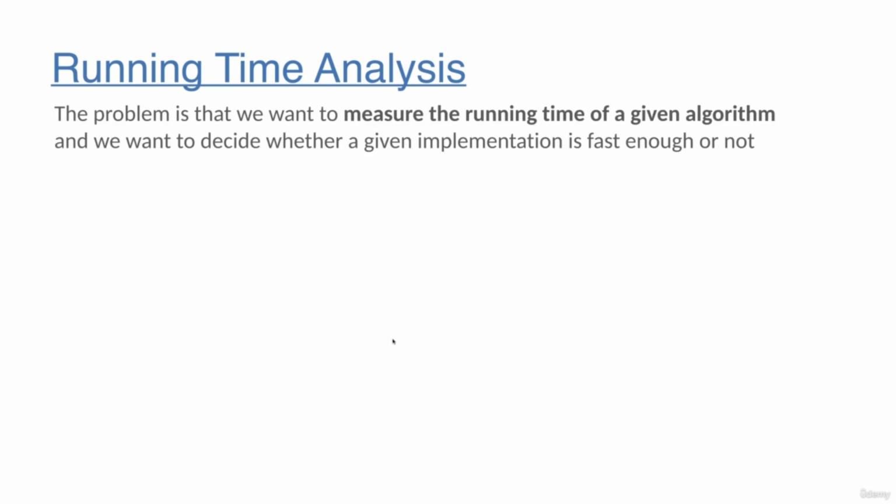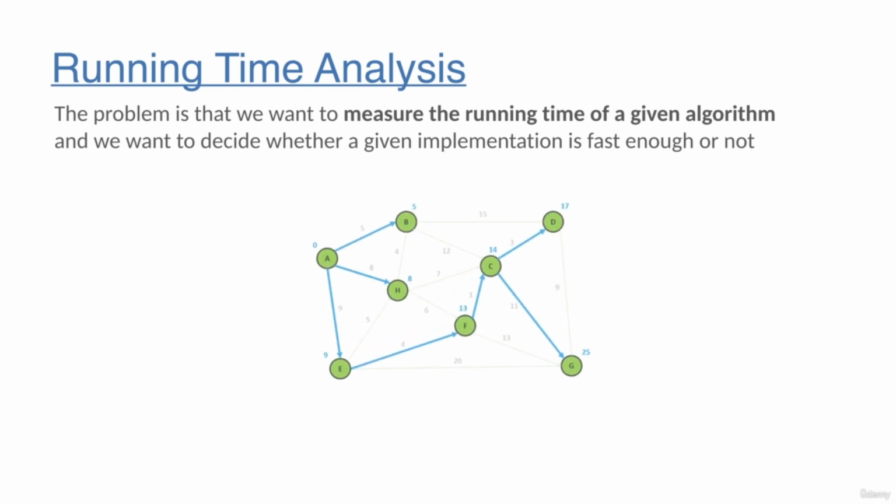Okay, so the problem is that we want to measure the running time of a given algorithm and we want to decide whether a given implementation is fast enough or not. So for example, if we are dealing with Dijkstra's shortest path algorithm, which means that we have an underlying graph with several vertices, in this case we have A, B, C, D, E, G and so on, these are the vertices. There are edges connecting these vertices and there are edge weights associated with every single edge, and the aim is to find the shortest path between a starting vertex and every other vertex of the graph. With the help of Dijkstra's algorithm, we can solve this shortest path problem.